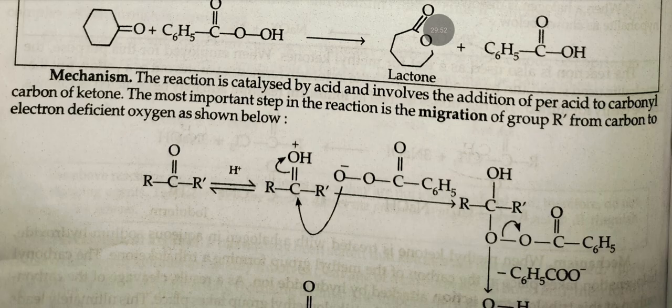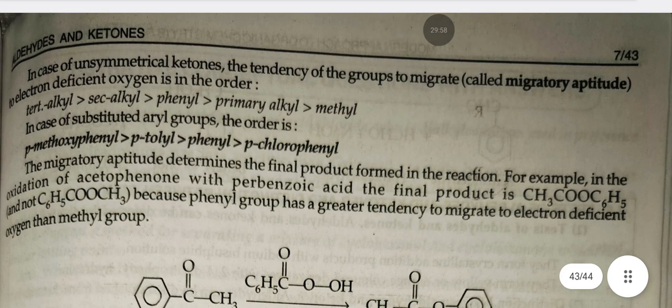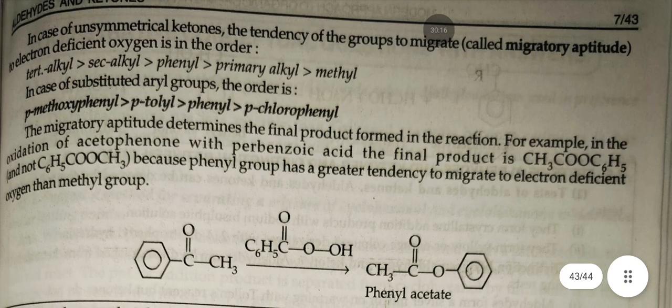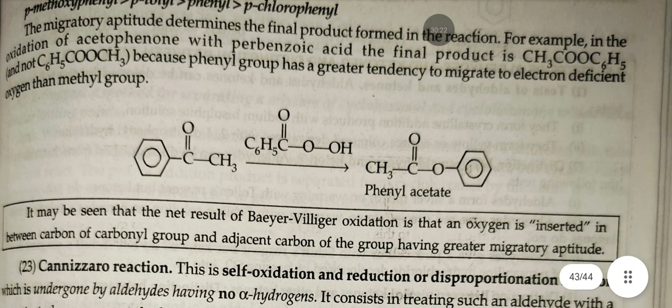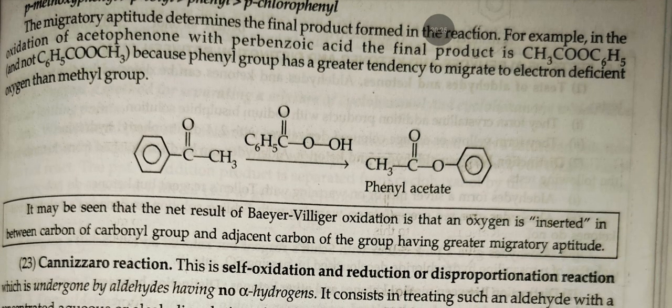ketone. The most important step in this reaction is migration of the group R from carbon to electron deficient oxygen as shown below. In the case of unsymmetrical ketones, the tendency of a group to migrate, called migratory aptitude, to electron deficient oxygen is in the order: tert-alkyl, then secondary alkyl, then phenyl, then primary alkyl, then methyl; and p-methoxyphenyl, p-tolyl, phenyl, p-chlorophenyl. The migratory aptitude determines the final product formed in the reaction. For example, in the oxidation of acetophenone with perbenzoic acid, the final product is CH3C(=O)OC6H5, not C6H5C(=O)OCH3, because the phenyl group has a greater tendency to migrate to electron deficient oxygen than the methyl group.